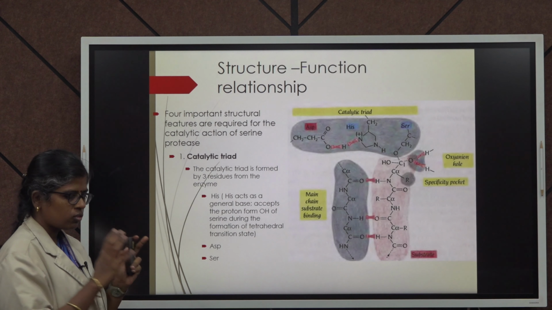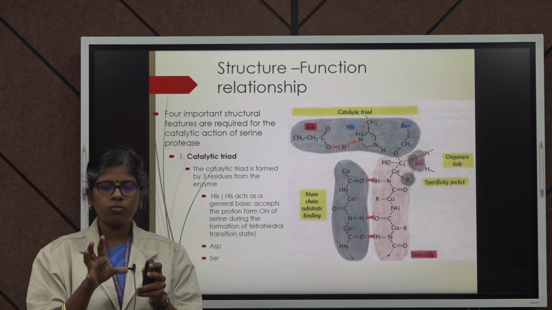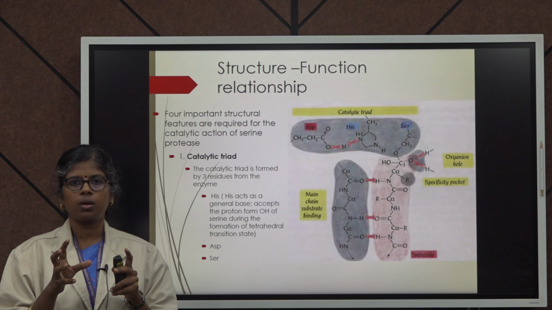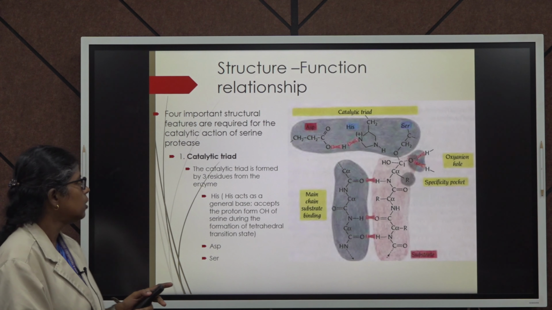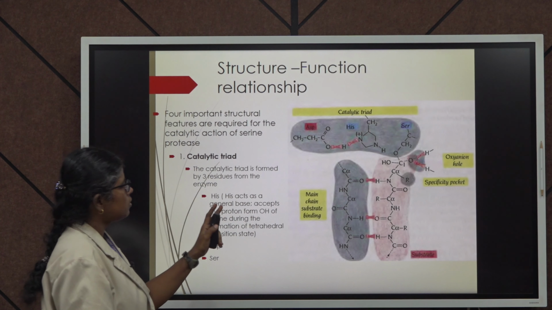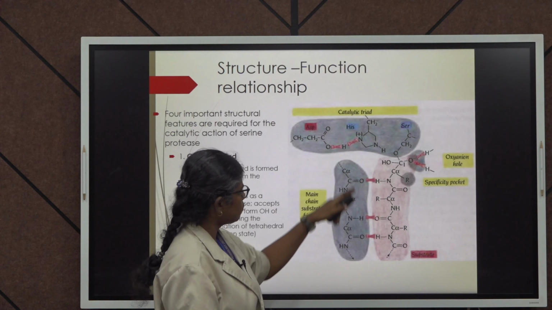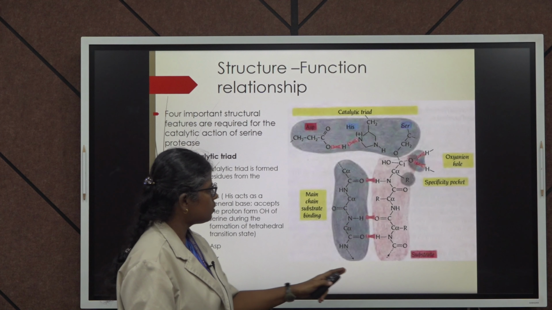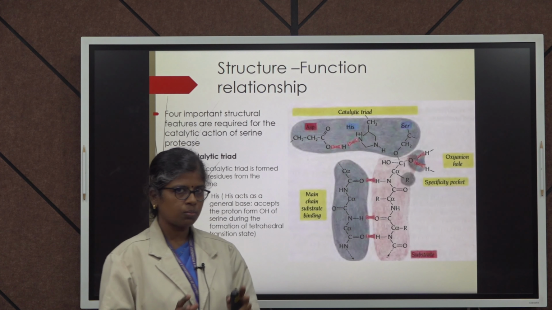Now that we have seen how the functioning of the enzyme is taking place, we now have to relate how the structure of the enzyme is responsible for doing this function. Structure-function relationship: as you can see, the areas shaded in grey are parts of the enzyme, and those shaded in pink are parts of the substrate.